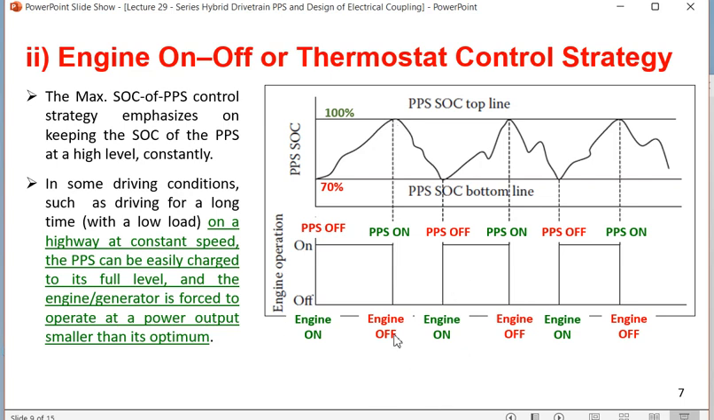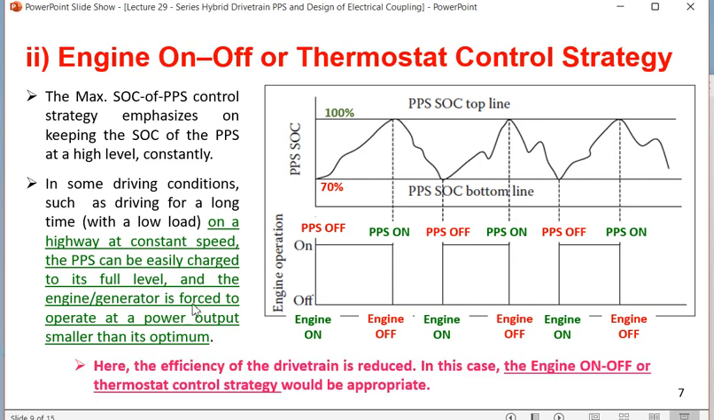This engine on and engine off, or PPS off and PPS on, is done by a thermostat based control. That's why it is called a thermostat control strategy. Here the efficiency of the drivetrain is reduced. In this case the engine on off or thermostat control strategy will be appropriate. As long as the engine is on, PPS is off. At this point the engine has gone off, and as soon as the engine has gone off, PPS is on.